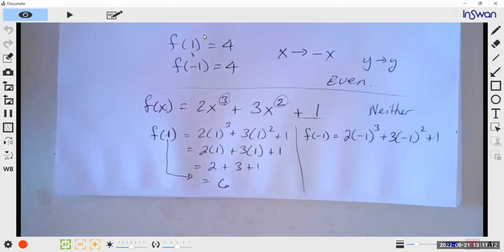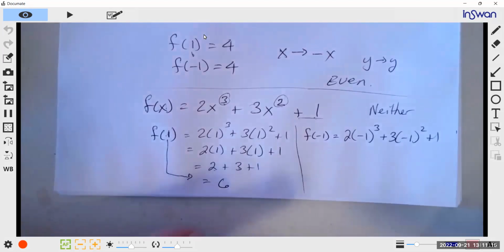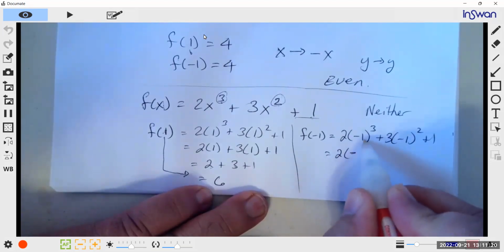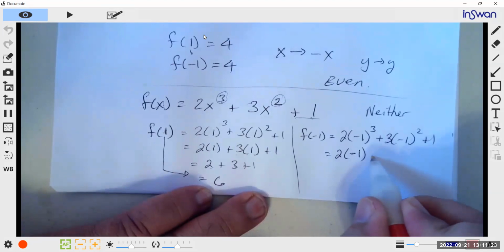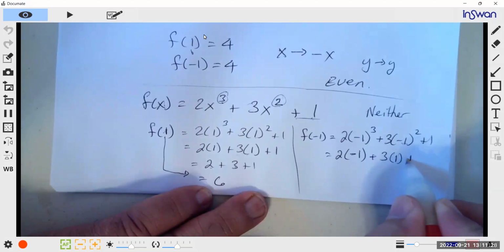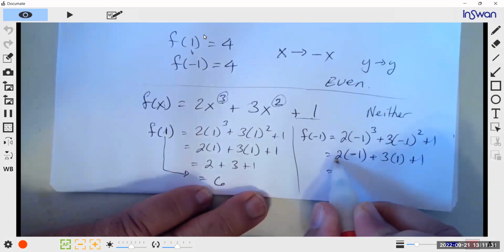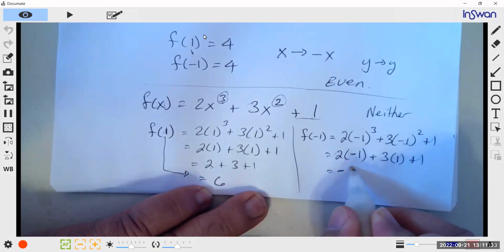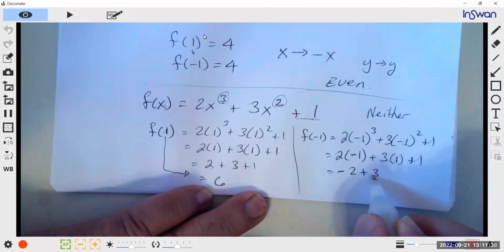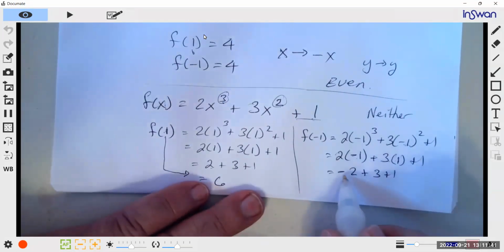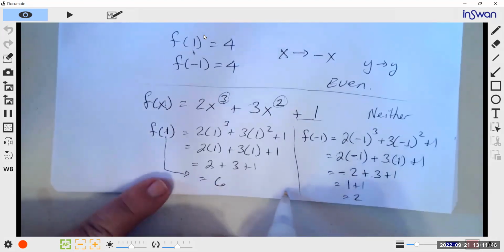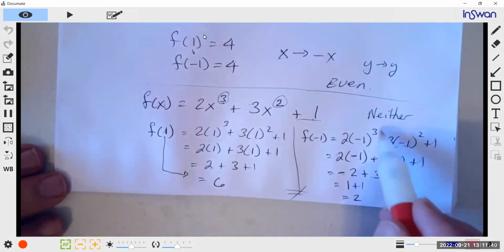So we'll look at the first one. Negative 1 times negative 1 times negative 1. The answer should be negative. 1 times 1 times 1 is 1. Negative times negative is positive. 1 times 1 is 1. And positive times negative is negative. 1 times 2 is 2. So it's negative 2. Positive, positive is positive. 3 times 1 is 3. Negative 2 plus 3 is 1. 1 plus 1 is 2. They're not equal, so it's neither.